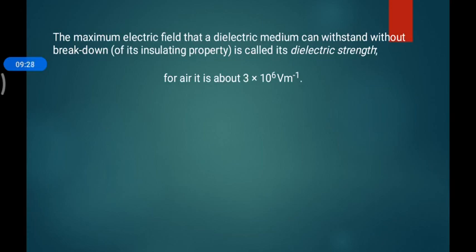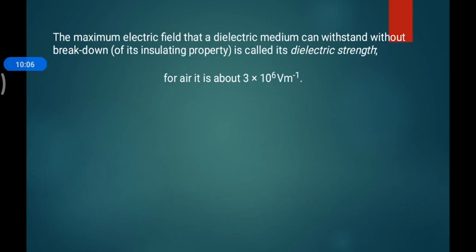The maximum electric field that the dielectric medium can withstand without breakdown is called the dielectric strength. Actually we are applying the potential to the dielectric material which we filled inside the capacitor between the two plates. Let me explain. You have one capacitor, inside you fill the dielectric material, and we apply the voltage: 1 volt, 10 volt, 15 volt, 20 volt.